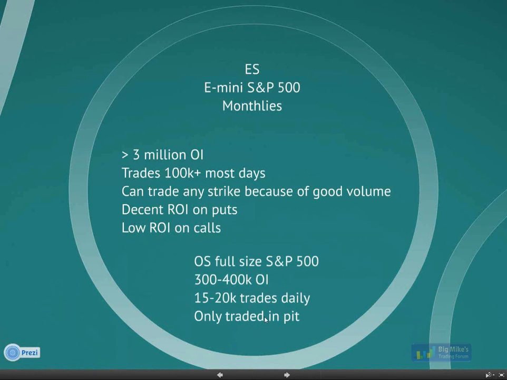The OS contract is the full-size S&P 500, 300,000 to 400,000 open interest, 15,000 to 20,000 trades daily, but that is only traded in the pit. There's no electronic trading on full-size S&P futures options.